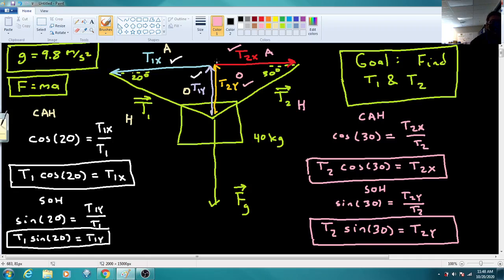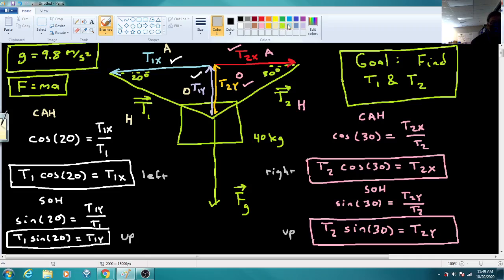Okay, so we have a way of representing the two forces pulling up. We have a way of representing the force pulling to the left, and we have a way of representing the force pulling to the right. So real quick, just labeling stuff. This one right here is pulling to the left. This one down here is pulling up. This one here, the T2x, is pulling to the right. And this one down here is pulling upwards.